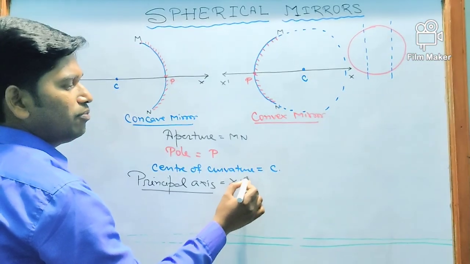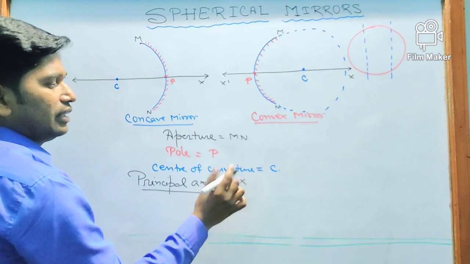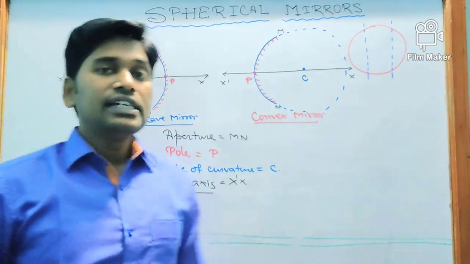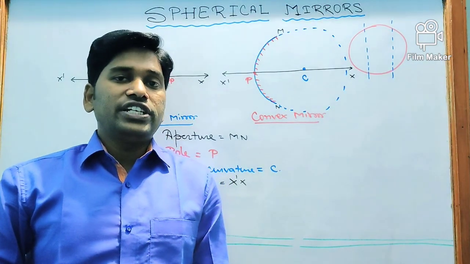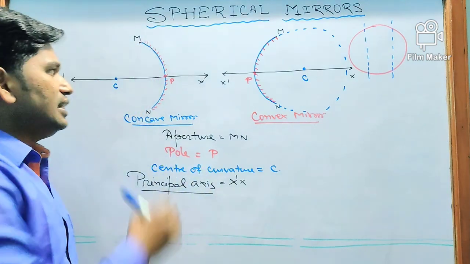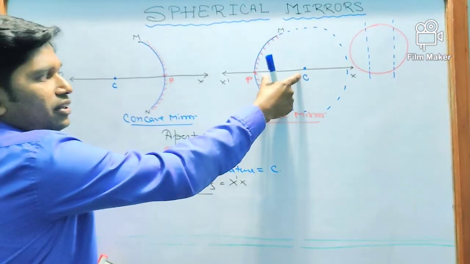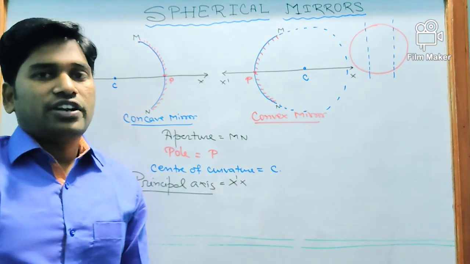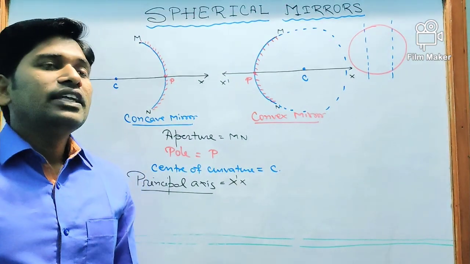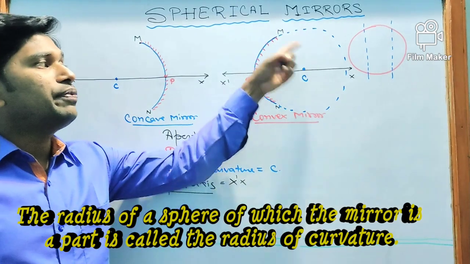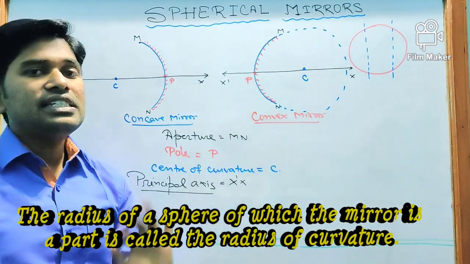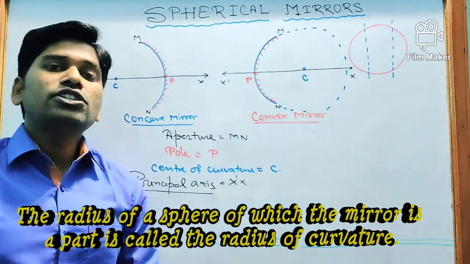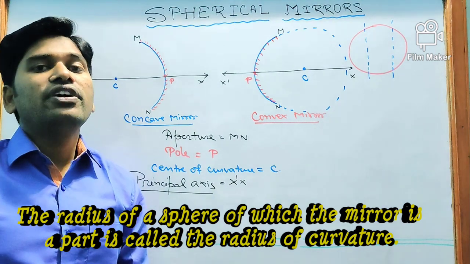Next term we will see is the radius of curvature. The distance CP or PC is known as the radius of curvature, or we can say the radius of the sphere whose part is the spherical mirror is known as the radius of curvature.